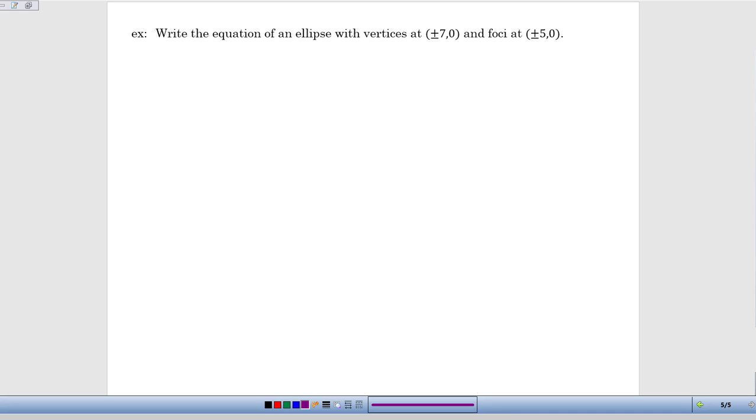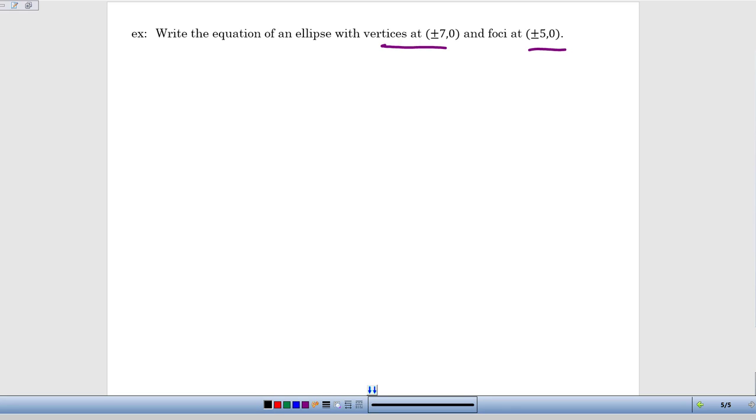In our final example of ellipses, we're working backwards. So now we have some information about the graph of an ellipse. We have some information about the features. So we know that the vertices are at plus or minus 7, 0, and the foci are at plus or minus 5, 0. And so from that given information, we want to piece together the equation of this ellipse.